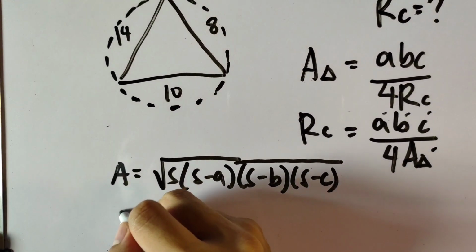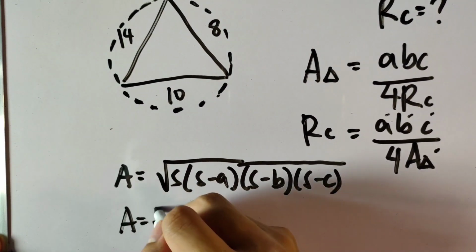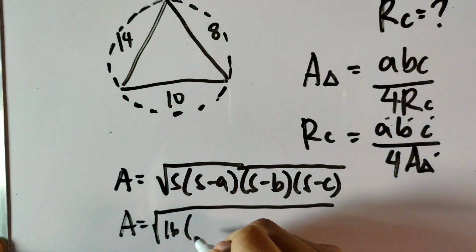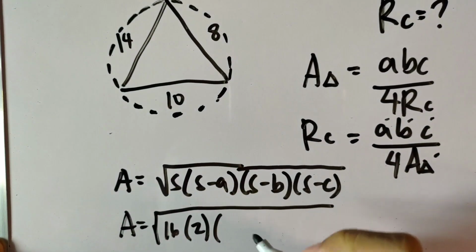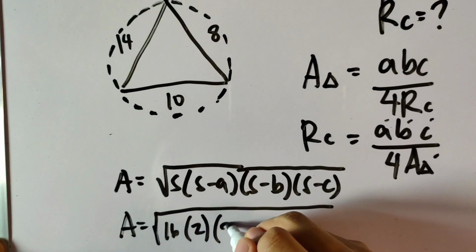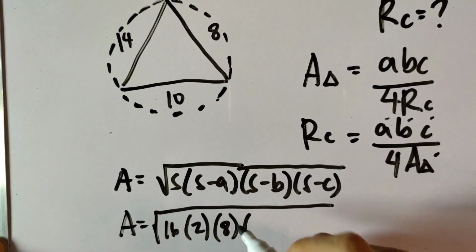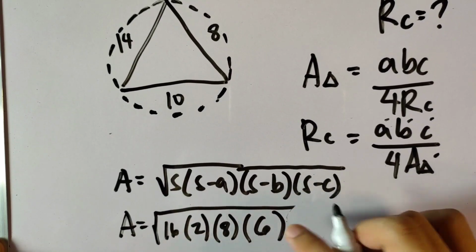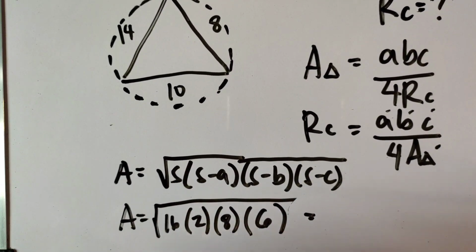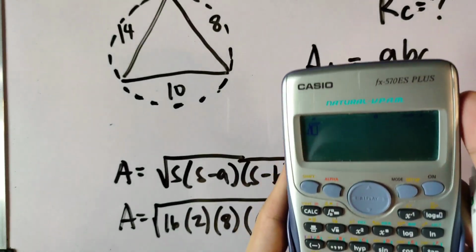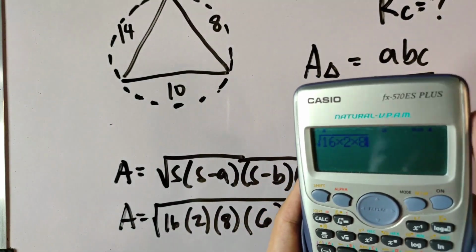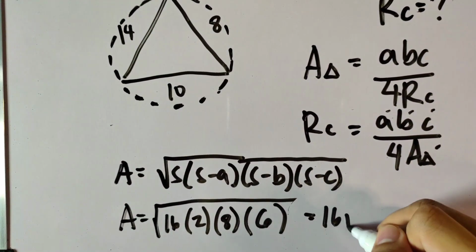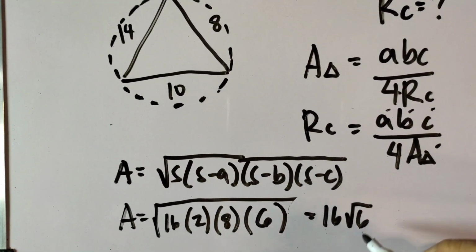So yung area ng triangle natin is equal to square root of 16 times 16 minus 14, 2, 16 minus 8, 8, times 16 minus 10 ay 6. So square root of 16 times 2 times 8 times 6, 16 square root of 6. Yan yung area ng triangle natin.